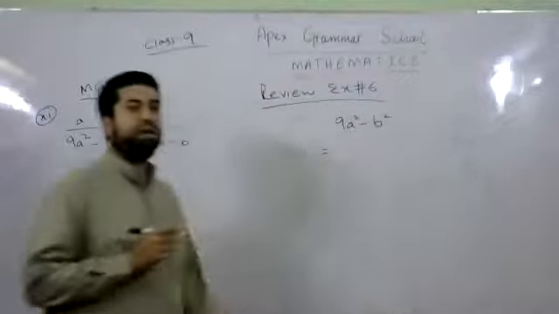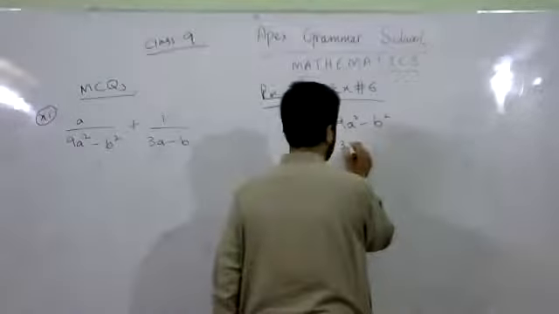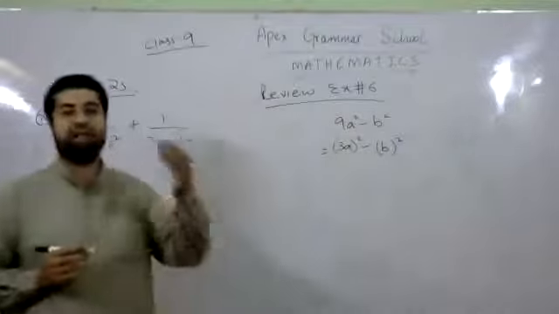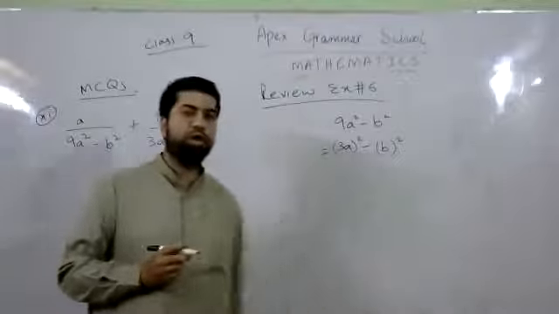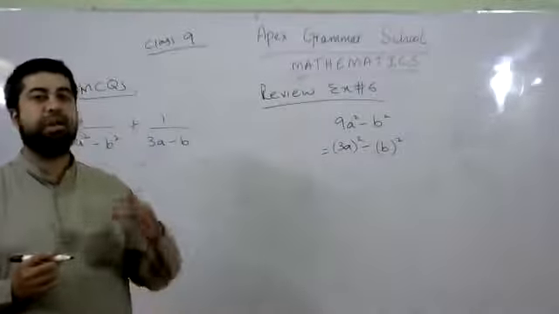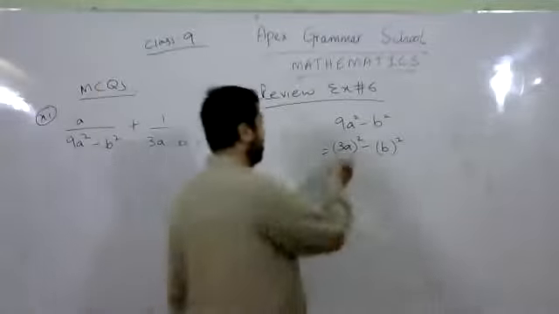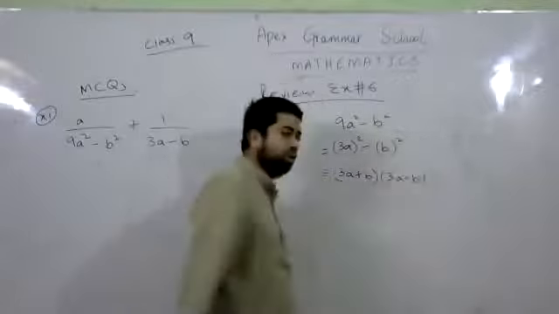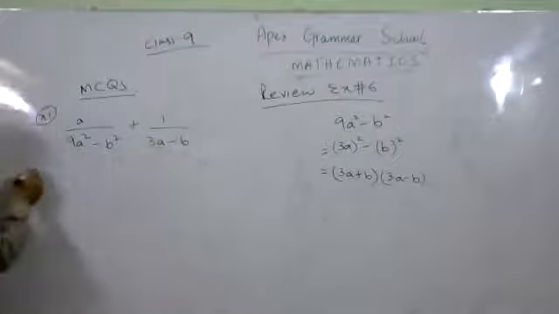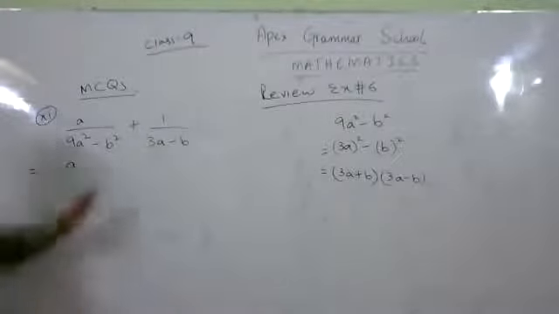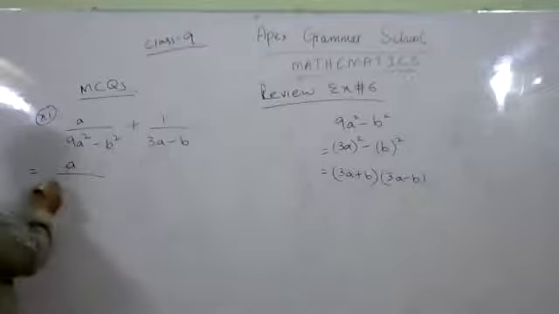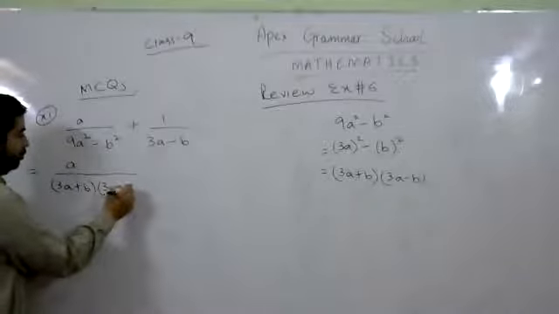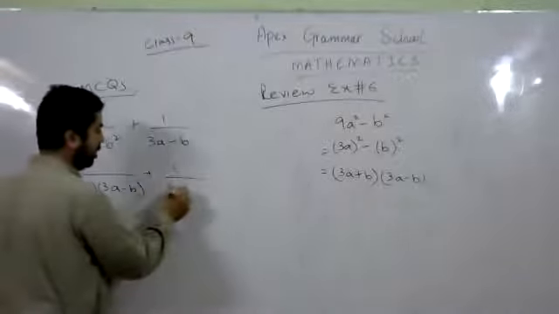9 is the square of 3, so we can write this as 3A square minus B square. These are of the type of A square minus B square formula. After opening this formula, you will have the answer A plus B into A minus B type. We can write it as 3A plus B and 3A minus B. Instead of writing this, you will write 3A plus B into 3A minus B plus 1 over 3A minus B.